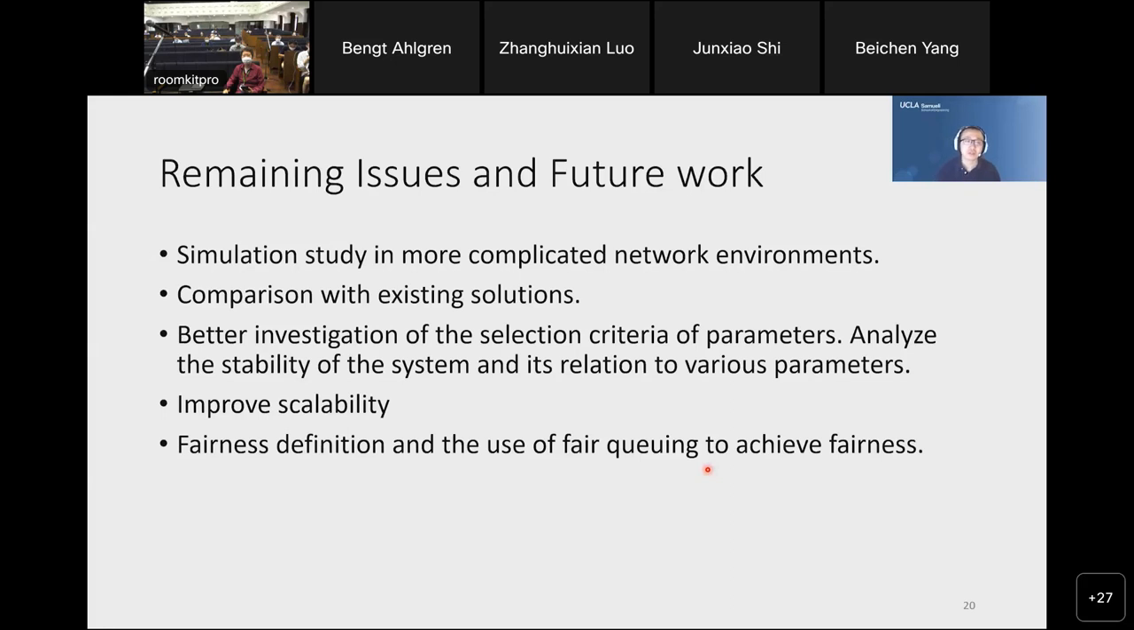And lastly, we hope to look into how to define fairness in NDN without the end-to-end flow concept. And with a definition, we could then use fair queuing to try to achieve this fairness together with NDN QSF's congestion control design. And that's all for my presentation today.